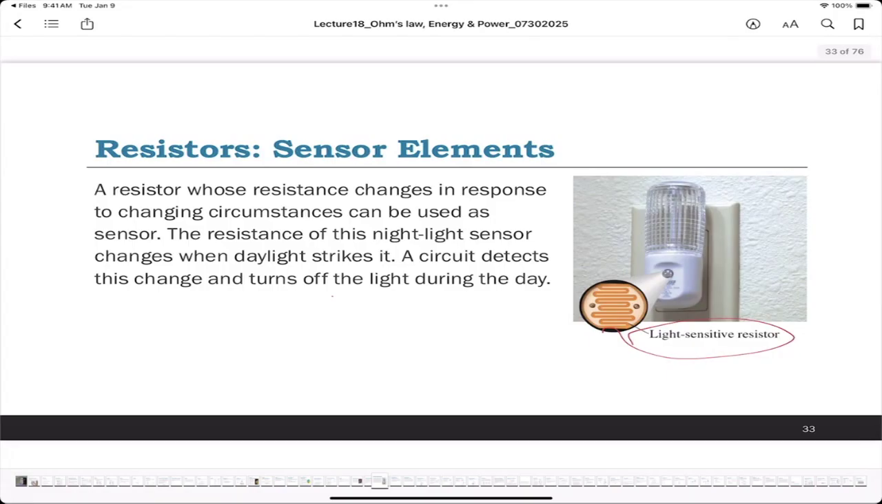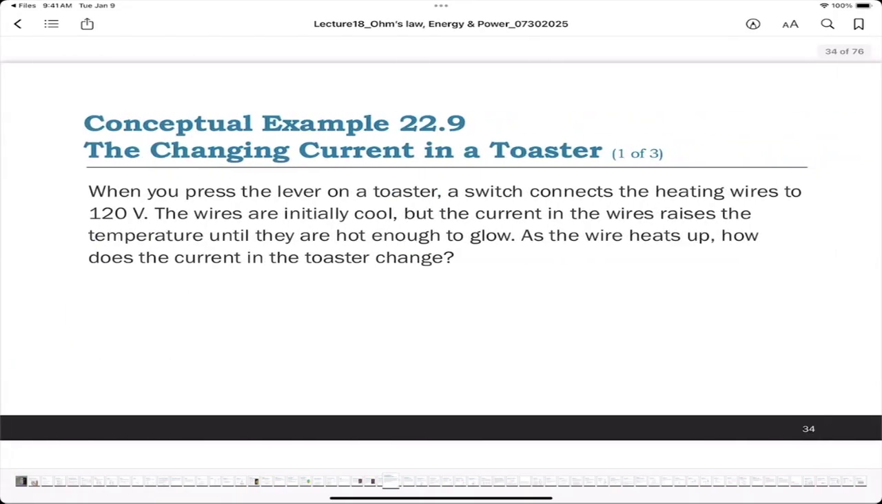These are some applications for resistors. Let's talk about this conceptual example: the changing current in a toaster. When you press the lever on a toaster, a switch connects the heating wire to 120 volts. The wires are initially cool, but the current in the wires raises the temperature until they are hot enough to glow. As the wire heats up, how does the current in the toaster change?